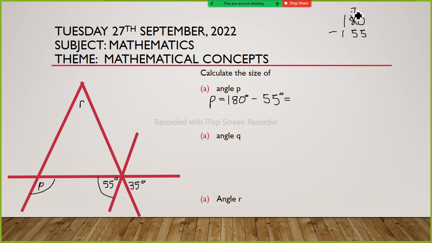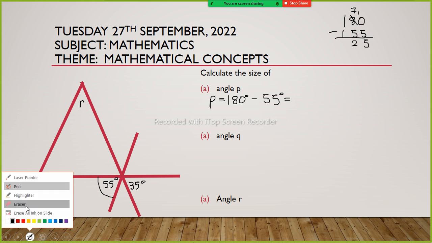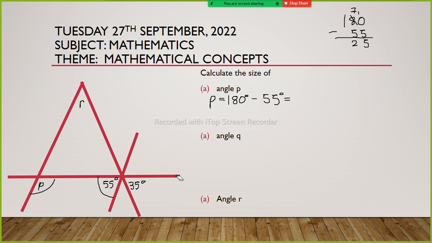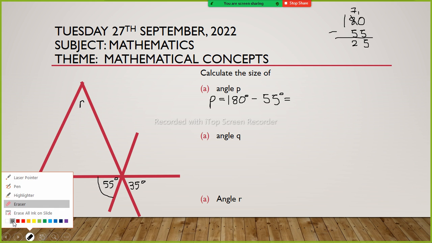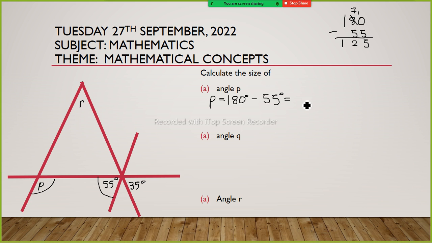This is 10. This is 7. So 10 minus 5 is 5. 7 minus 5 is 2. So 25 degrees. No, my bad. You're alright. It is 125. I misinput the 1. Yeah, it's 125. It's 125 degrees.